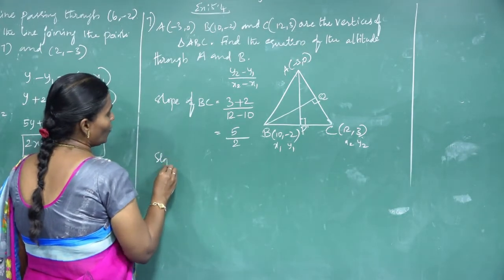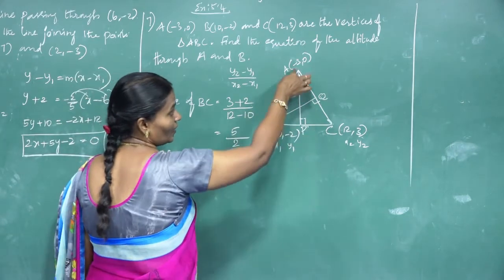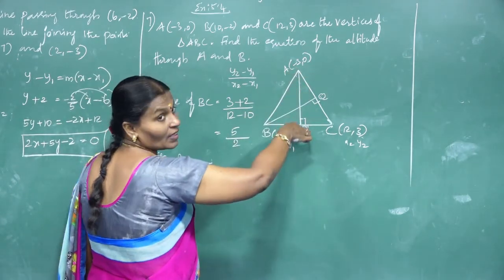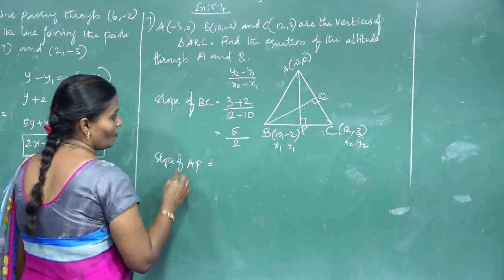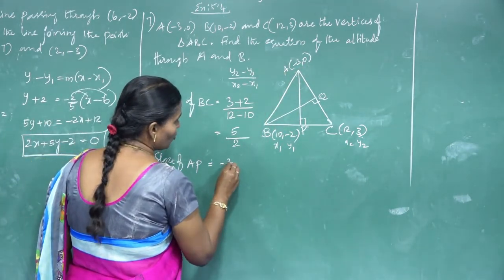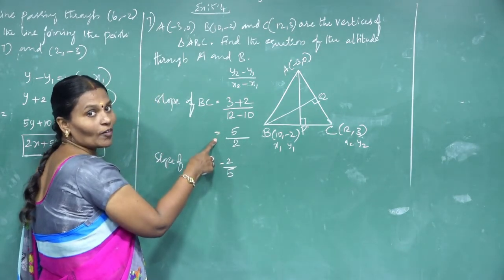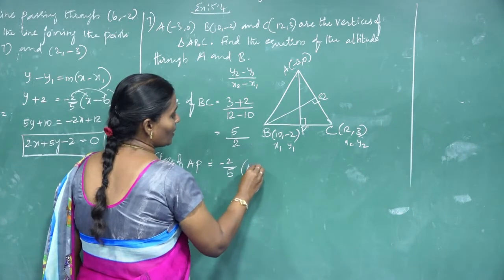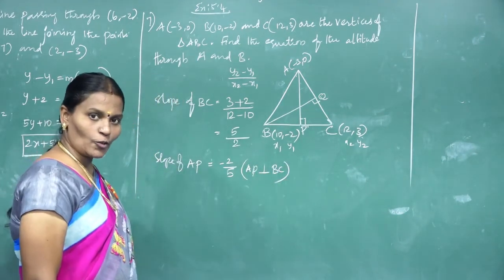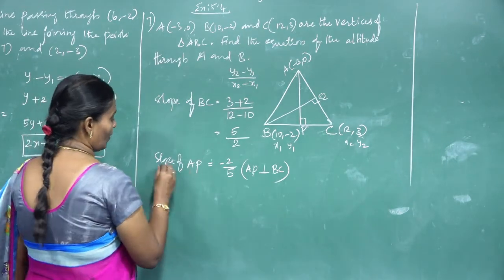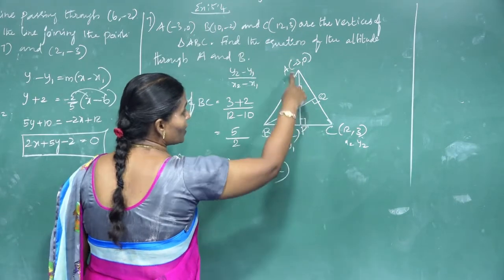So what is the slope of AP? That means the slope of the altitude from the vertex A. The slope of AP is -2 by 5, the negative reciprocal of this slope, because AP is perpendicular to BC. Now you know this, so find the equation of this AP.